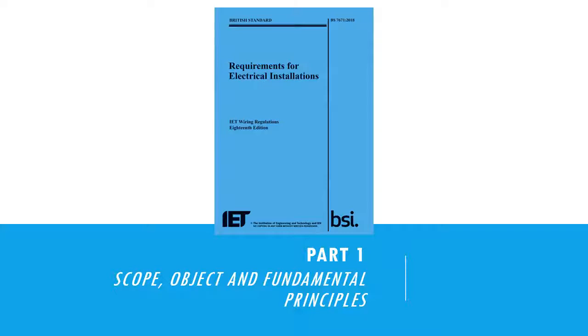So that's part one pretty much covered, the scope, object and fundamental principles. If it's in the book, there's a list of what's included, supplemented by a British standard, and there's a list of what's excluded. If you get a question on anything like that, you're looking for scope, object and fundamental principles right here in part one. That's the end of this slideshow.